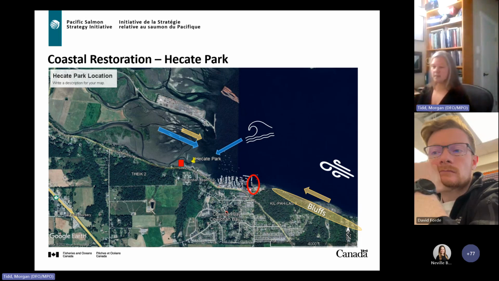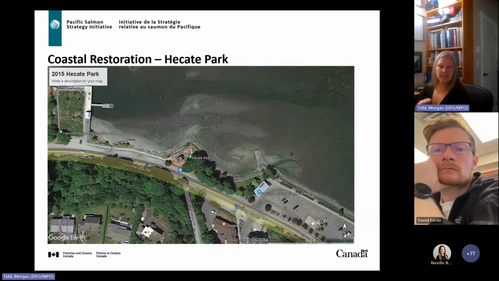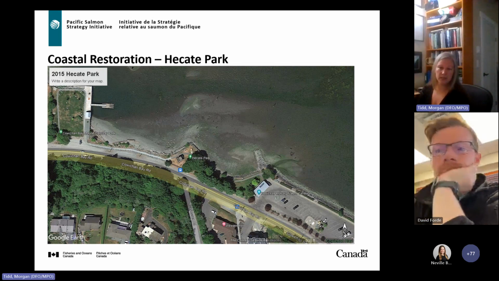So let's zoom in a little bit more and take a look at the site specifically. You can see in this picture, the shoreline at Hecate Park is completely disconnected. There's an armored parking lot and storm sewer discharge to the east, a park and a kayak launch to the west. Previous attempts at renourishing the shoreline resulted in all of the sediment being transported to the west side of the park, because the forcing currents from the waves are still present.